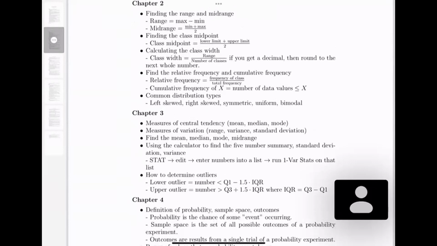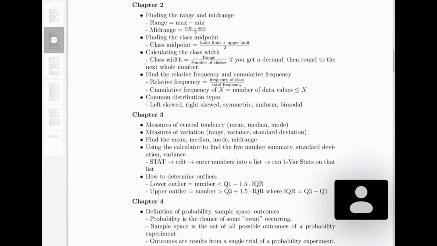The relative frequency is basically like the probability of falling within one class. You can find that by the frequency of the class divided by the total frequency. And you can find the total frequency by adding up all the frequencies of the classes.